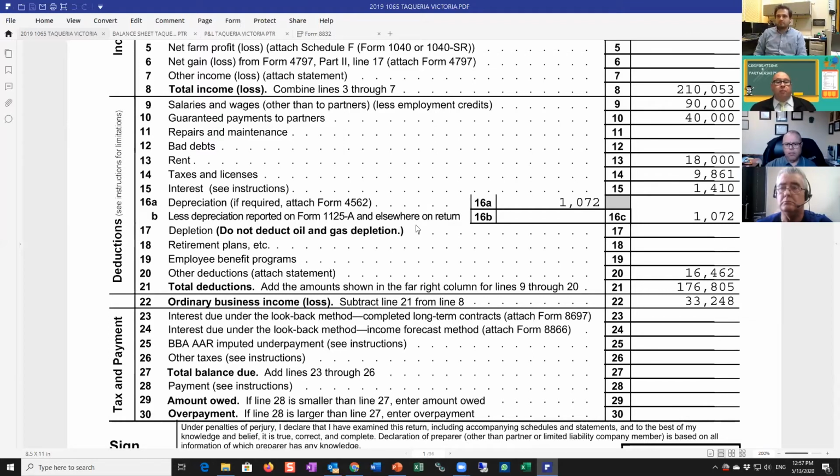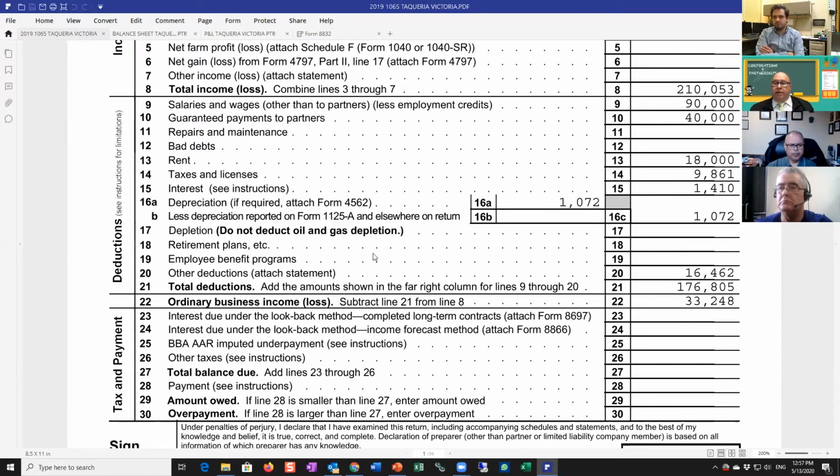Interest that you pay is specific. Depreciation on equipment is calculated on Form 4562, and when we get to the form, you'll see where these come from. And then you have other deductions, and it says attached statement. Make sure that if you do have other deductions, you do attach the statement.